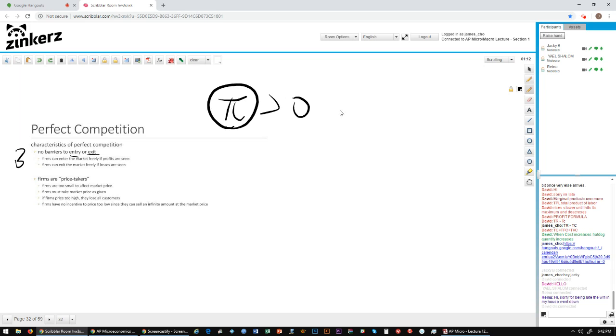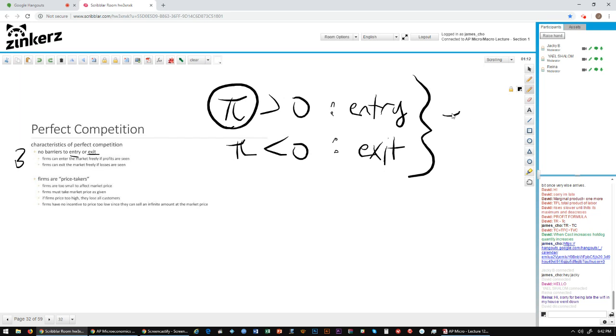If profits are positive, we're going to have entry. If profits are negative, we're going to have exit. Until finally, everything balances out, and I'm sorry to say, profits are going to equal 0. And again, don't feel bad for these people. If I say economic profits are equal to 0, that means these farmers are still earning accounting profit. They're still earning a good living.